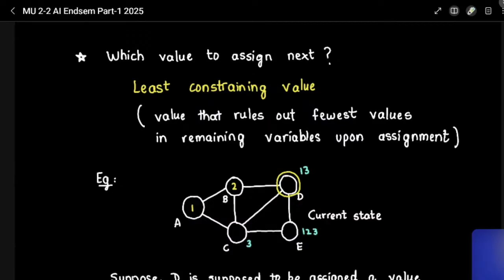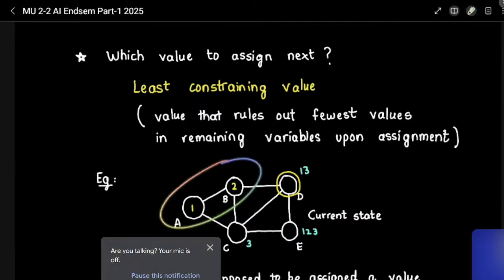So let's suppose we are planning to assign a value to variable D. Let's say it is fixed. For the sake of this example, we are going to assign a value to variable D. Now which value should we assign? If you look at its possible remaining legal values, I can either put 1 or 3 here because 2 is already here, and poor C can only take 3, and E has no restrictions because nothing is here, so E can take 1, 2, 3. So this is the current state, a partial assignment, because only A and B are assigned.